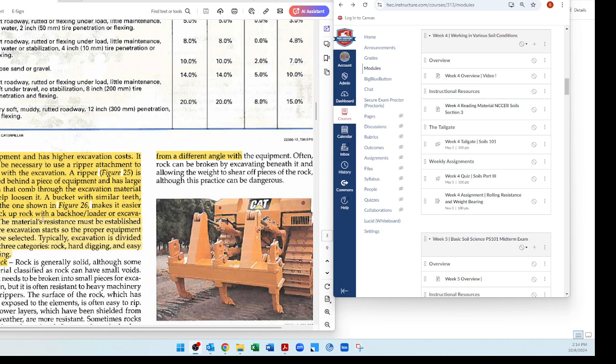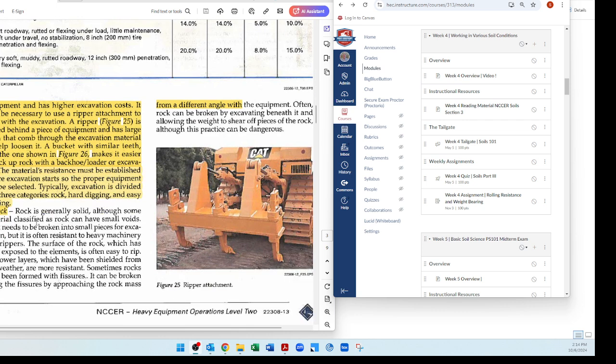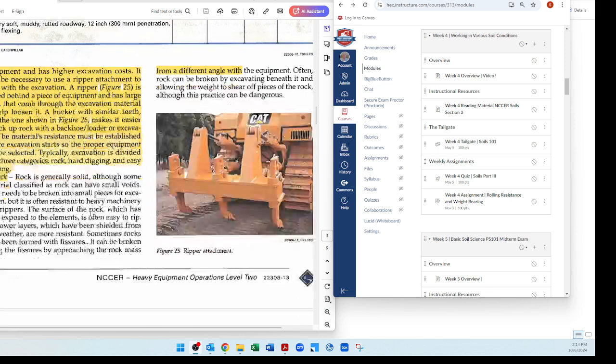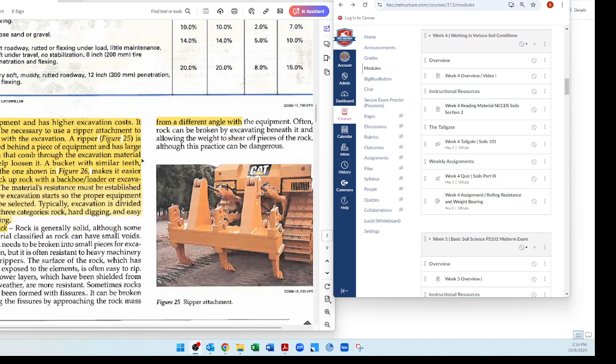The material's resistance must be established before excavation starts so the proper equipment can be selected. Typically, excavation is divided into 3 categories: rock, hard digging, and easy digging. Rock is generally solid, that's hard. And it's going to say rock is generally hard. And over here, it can be broken along the fissures.